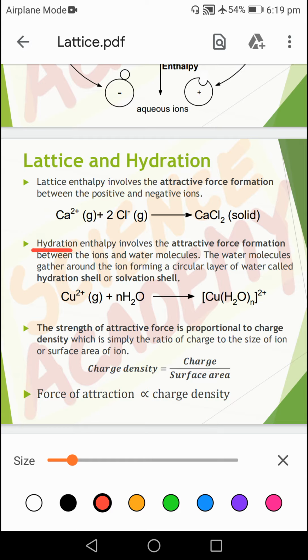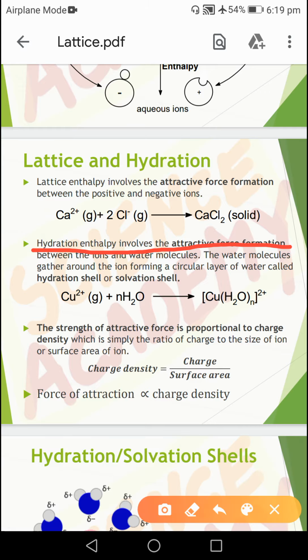Okay, so hydration enthalpy involves attractive force formation between the ions and the water molecules. So in hydration enthalpy, the attractive force is formed between the ions and the water molecules. The ions would lose their movement energy, that means kinetic energy, since they are attracted by the water molecules. That means again the energy is lost in this case. So hydration energy or enthalpy is also attractive force dependent.